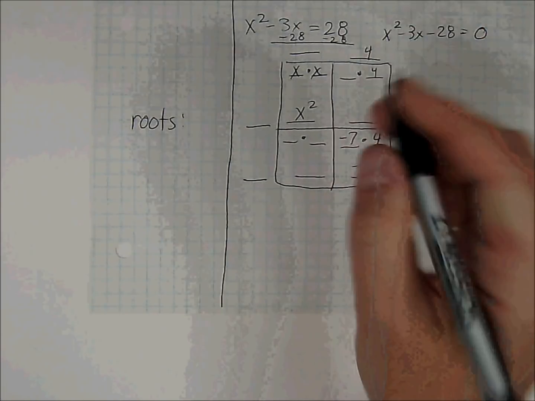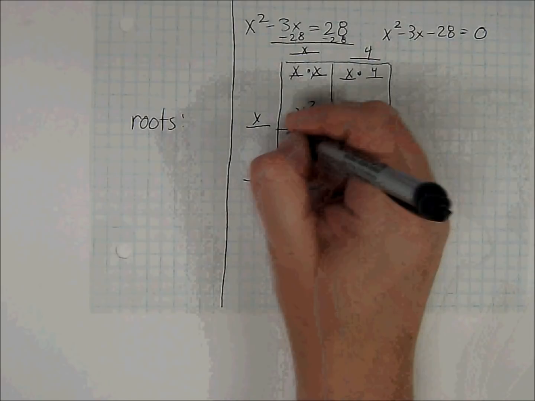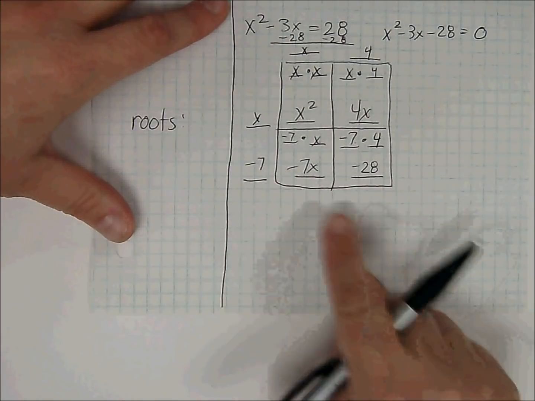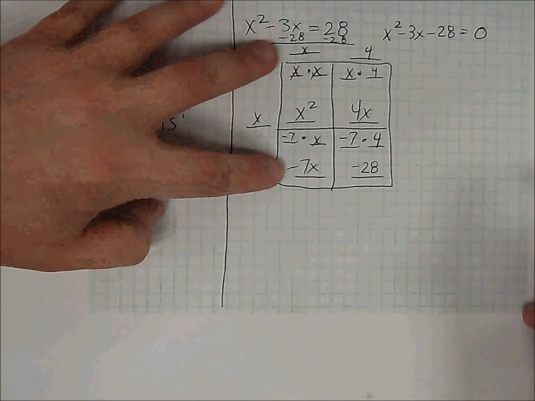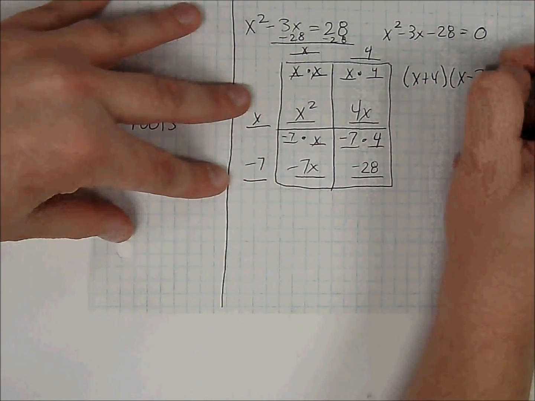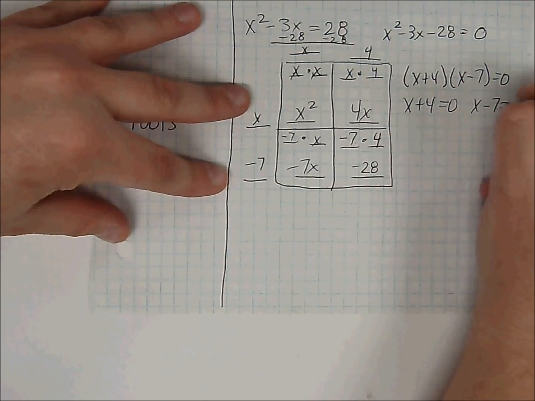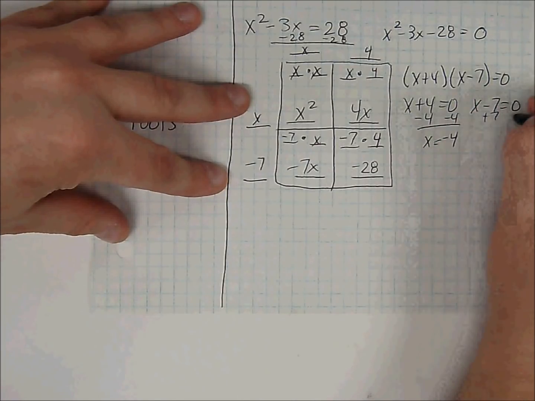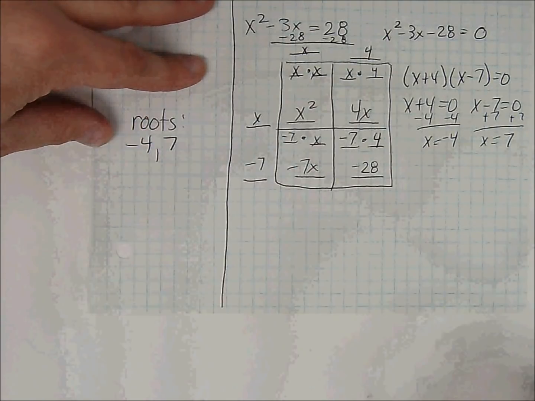So 4 goes here, x's go here, x's go here, negative 7 goes here, and in this box we get 4x, in this box we get negative 7x. Negative 7 with a positive 4, subtract gives me 3. It's a negative because of that 7, and that's what I wanted. So x plus 4, x minus 7. X plus 4 equals 0, x minus 7 equals 0. Subtract the 4, so x is negative 4. Add the 7, x is 7. So my roots are negative 4 and 7.